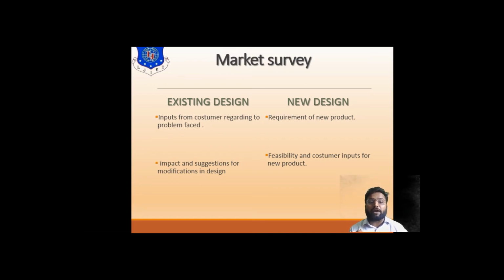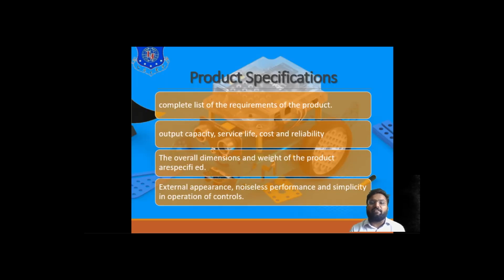You can always find this input from a market survey only. Market survey provides you this very essential input to have that modification or a new design. After market survey, we will move on to product specification. What are the different specifications we will require? For this product specification, we should have a complete list of requirements of the product.